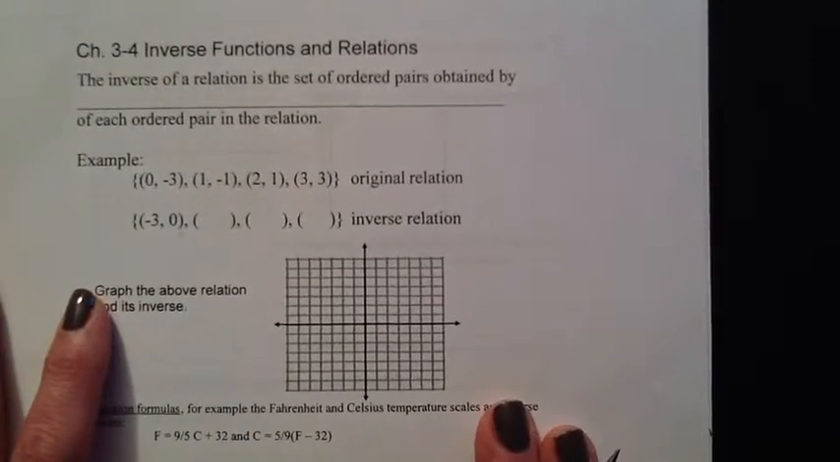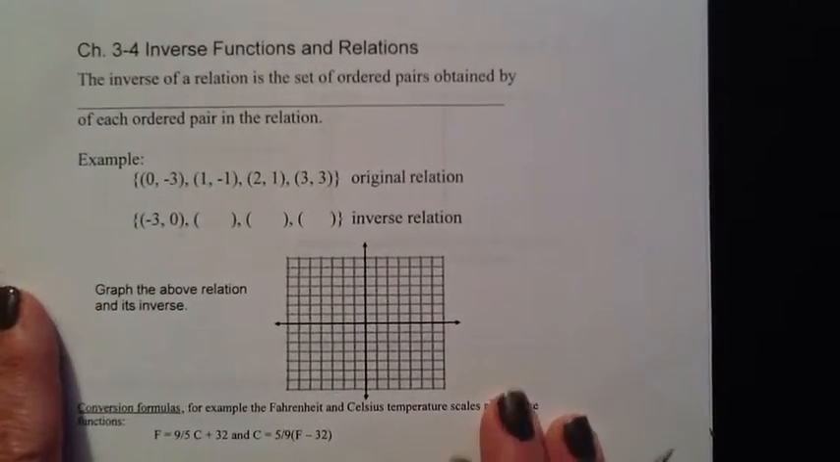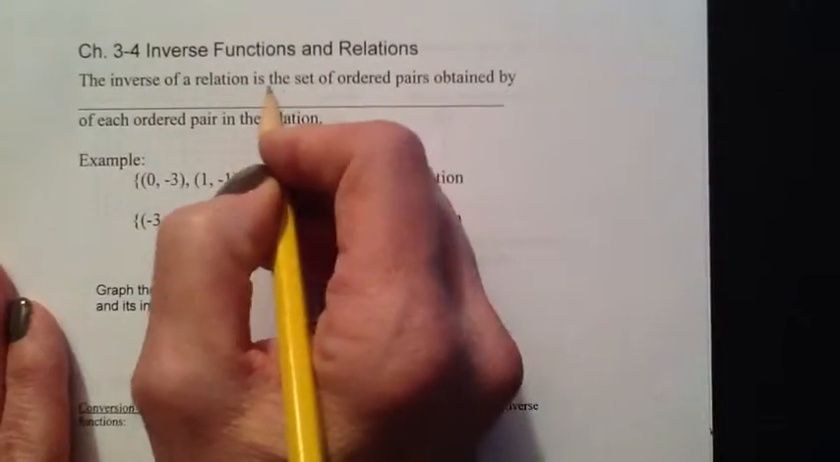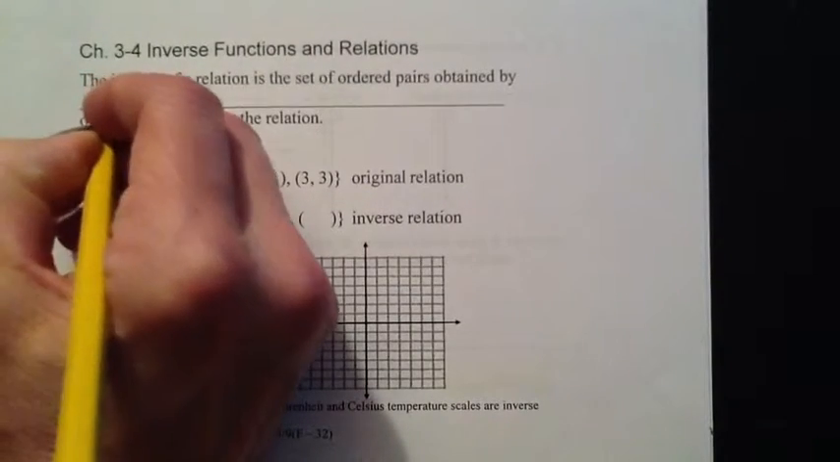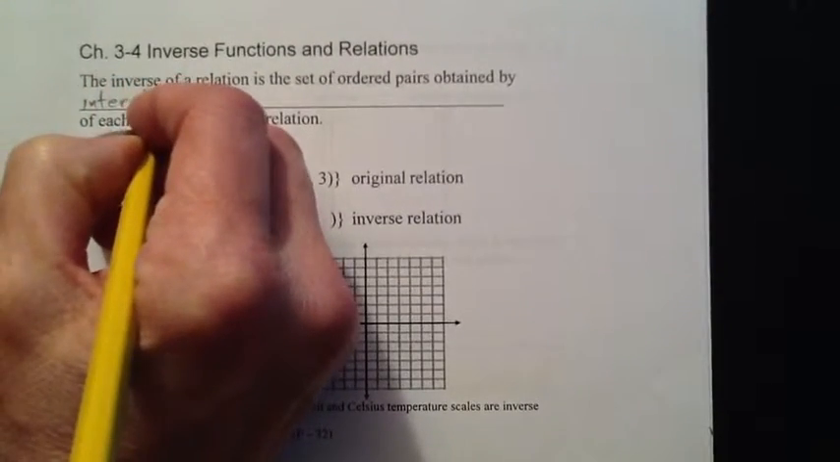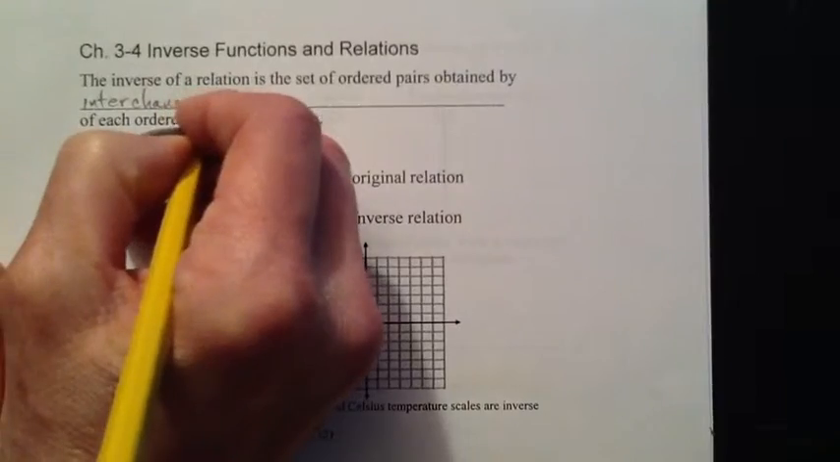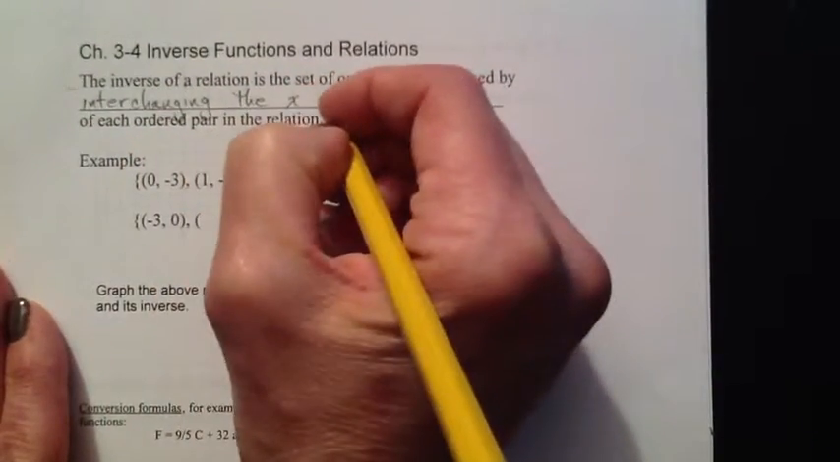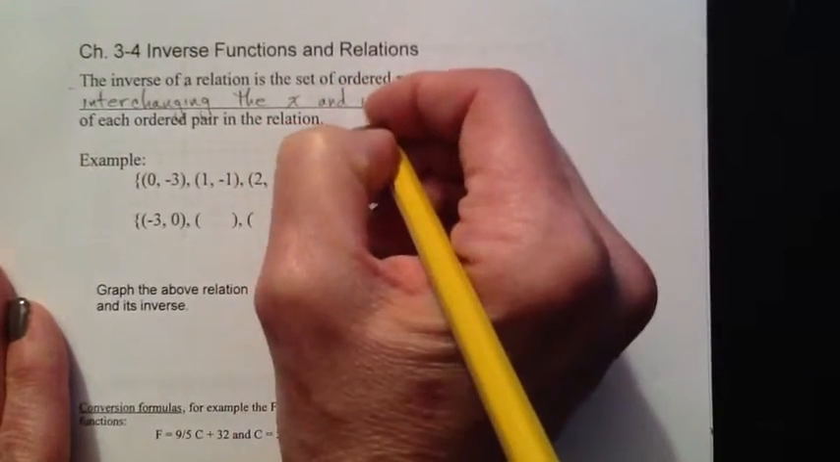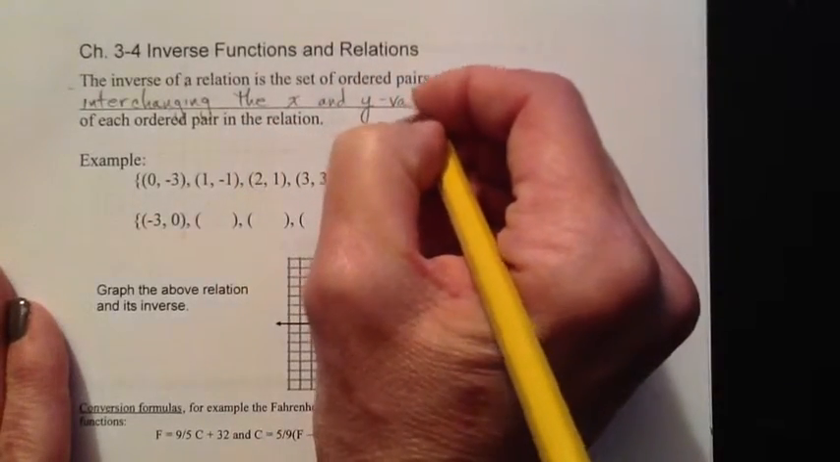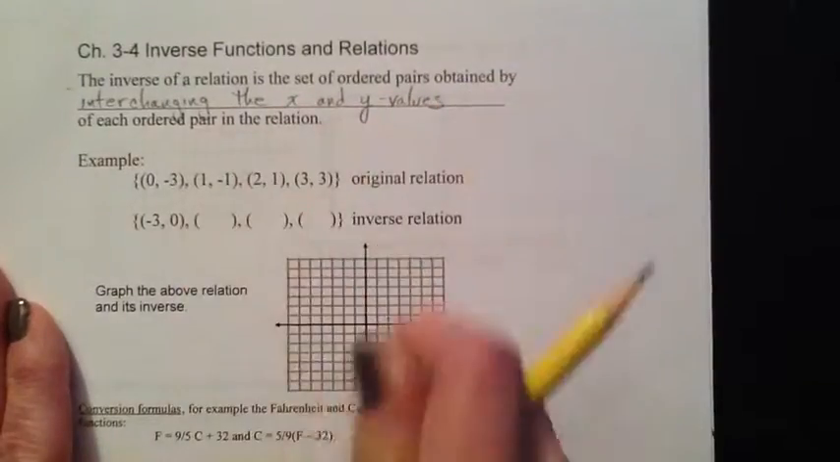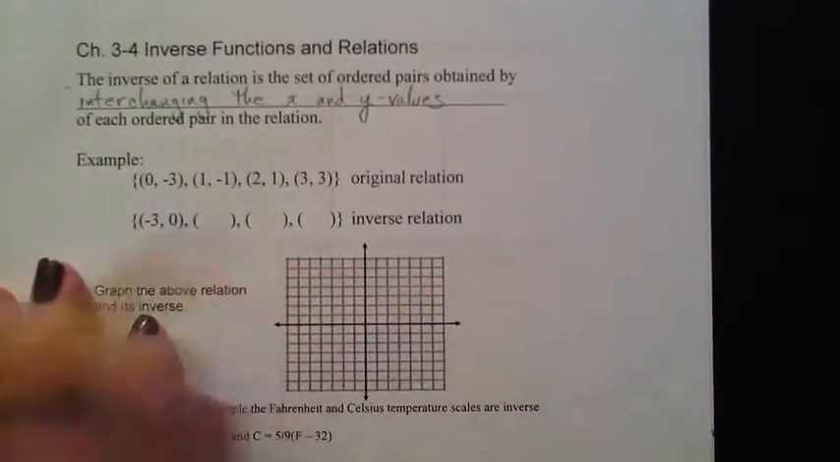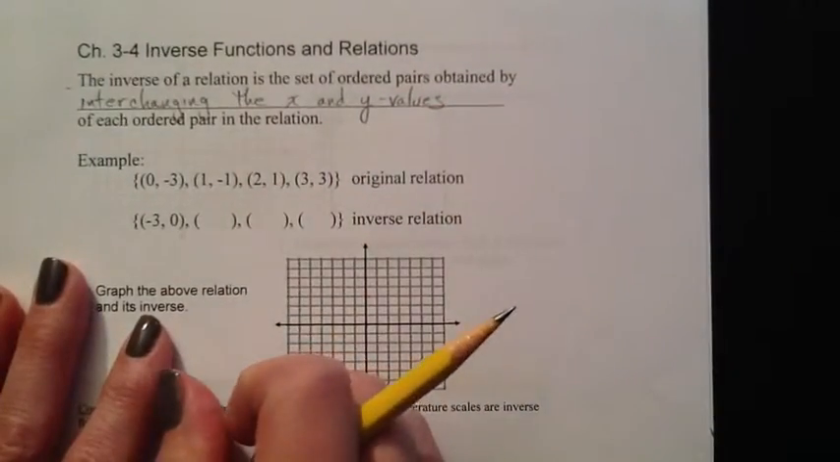All right, our next section is on inverse functions and relations. And let's define the inverse of a relation first. The inverse of a relation is the set of ordered pairs obtained by interchanging the x and y values of each ordered pair. So literally, we're just switching the x's and y's.